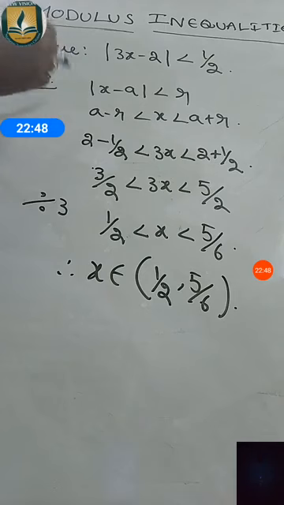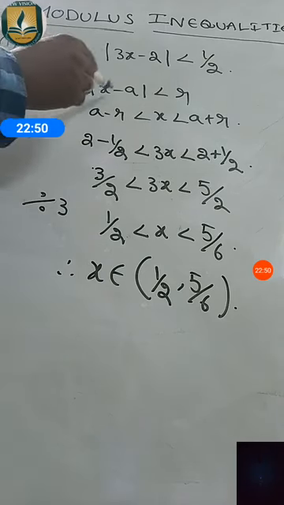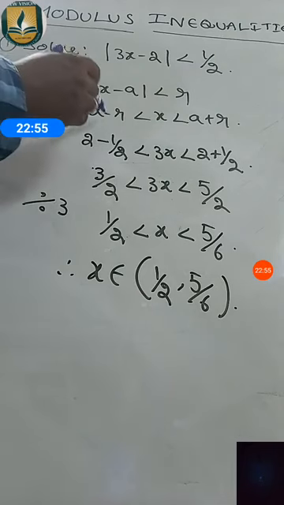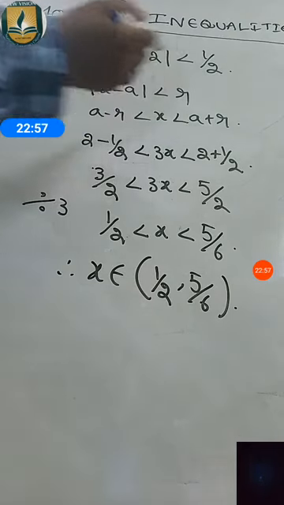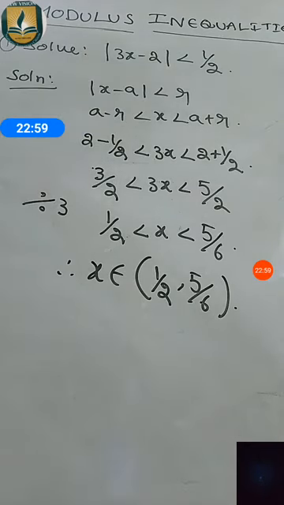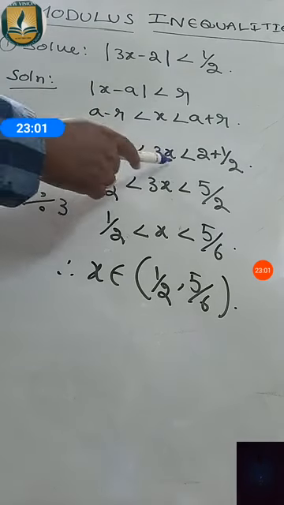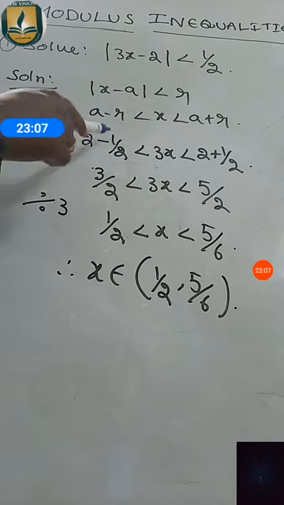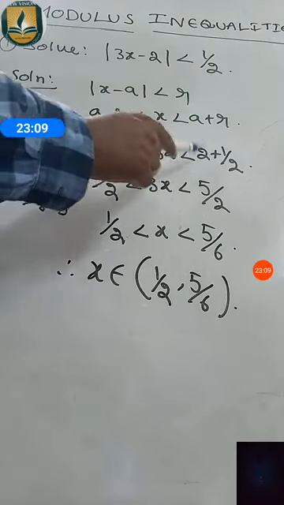We know that we just proved one result: modulus of x minus a less than r means a minus r less than x less than a plus r. Now in the place of x we have 3x, in the place of a we have 2, and r is 1 by 2. That's why 2 minus 1 by 2 less than 3x less than 2 plus 1 by 2.